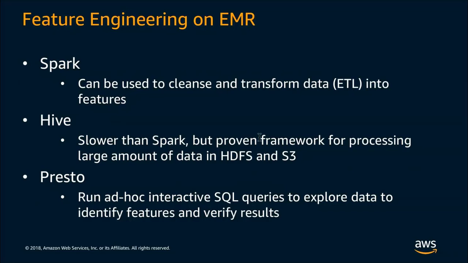For feature engineering on EMR, we can use Spark for ETL to extract training data from raw data. Hive can also be used. It's slower than Spark, but it's a proven framework for processing large amounts of data in HDFS and S3. We can use Presto to run ad hoc interactive SQL queries to explore data, to identify features, and to verify results. Spark is a fast query engine suitable for ad hoc queries.